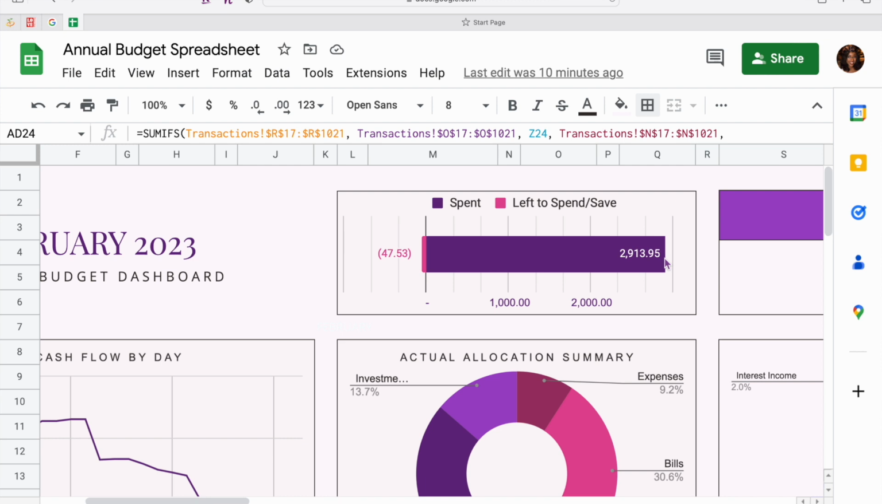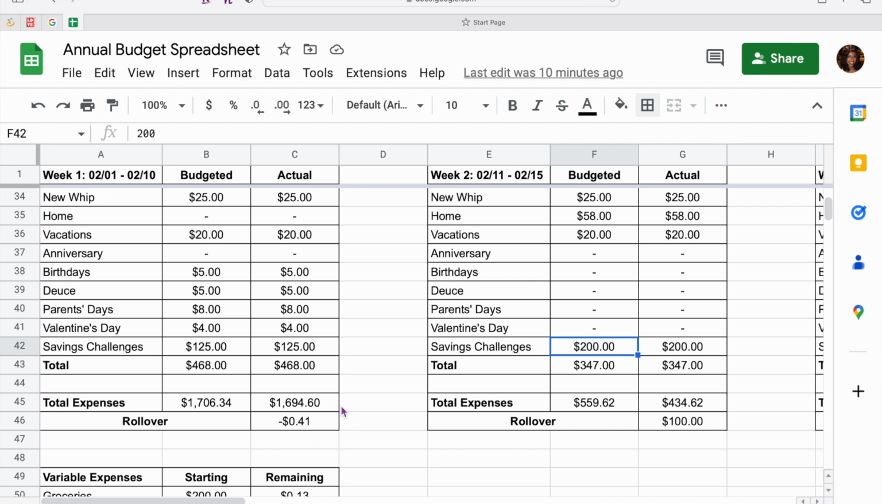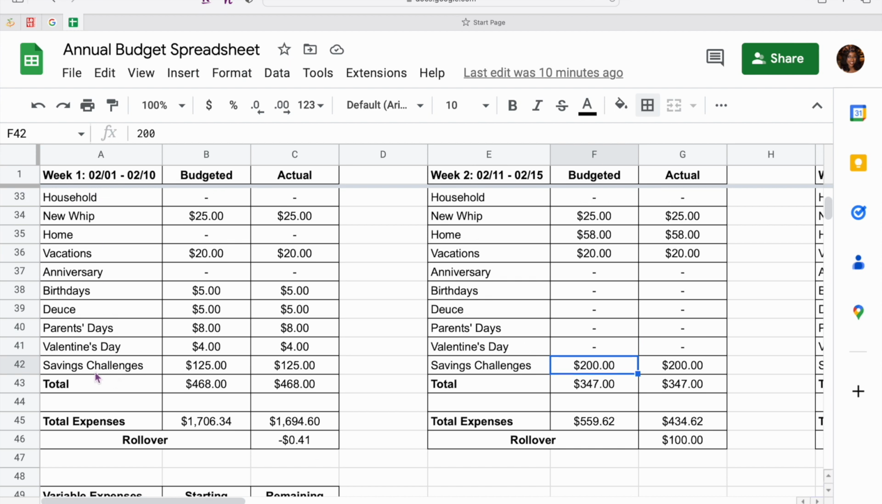I kind of lost track a little bit of how much money I had left over to actually stuff for my savings challenges. So I'm gonna go over to my February weekly budgets page so you can see what I'm talking about. So for week one right here, my savings challenges, I did budget $125 and I kind of stuck with that throughout the month.